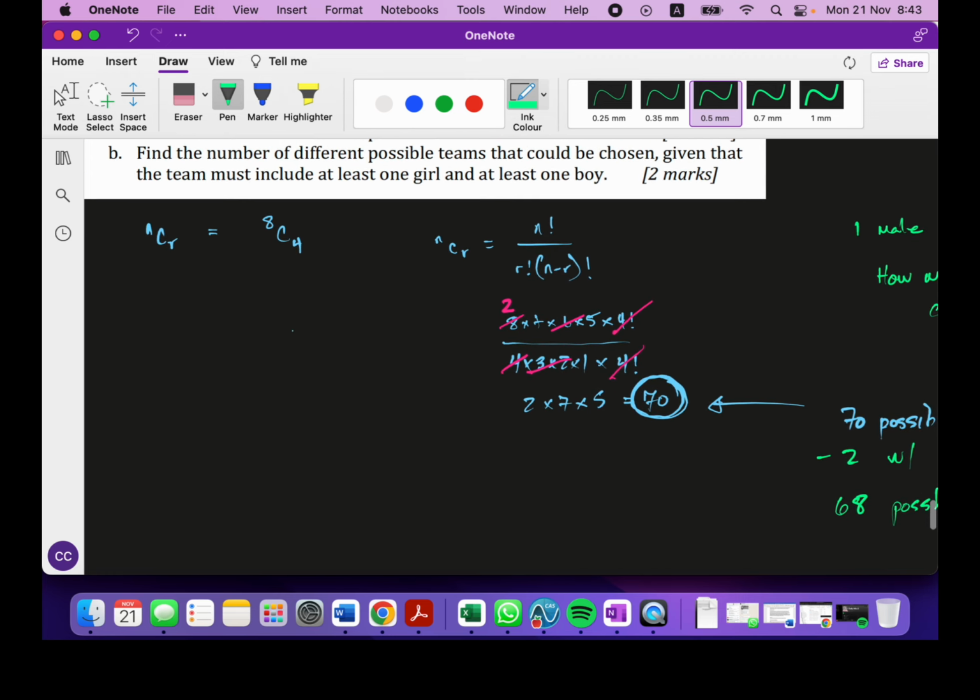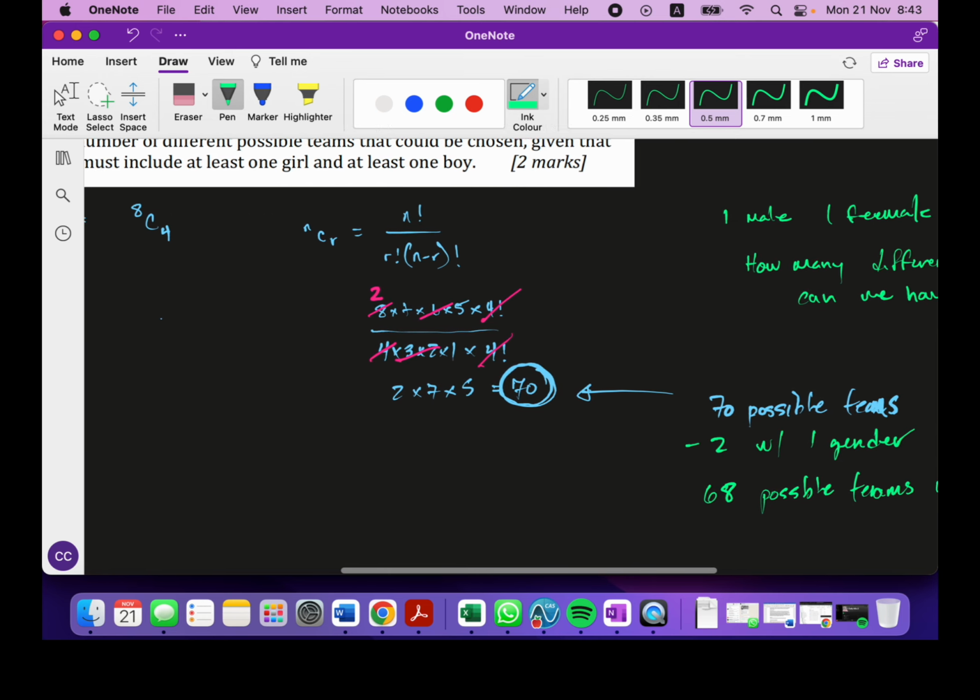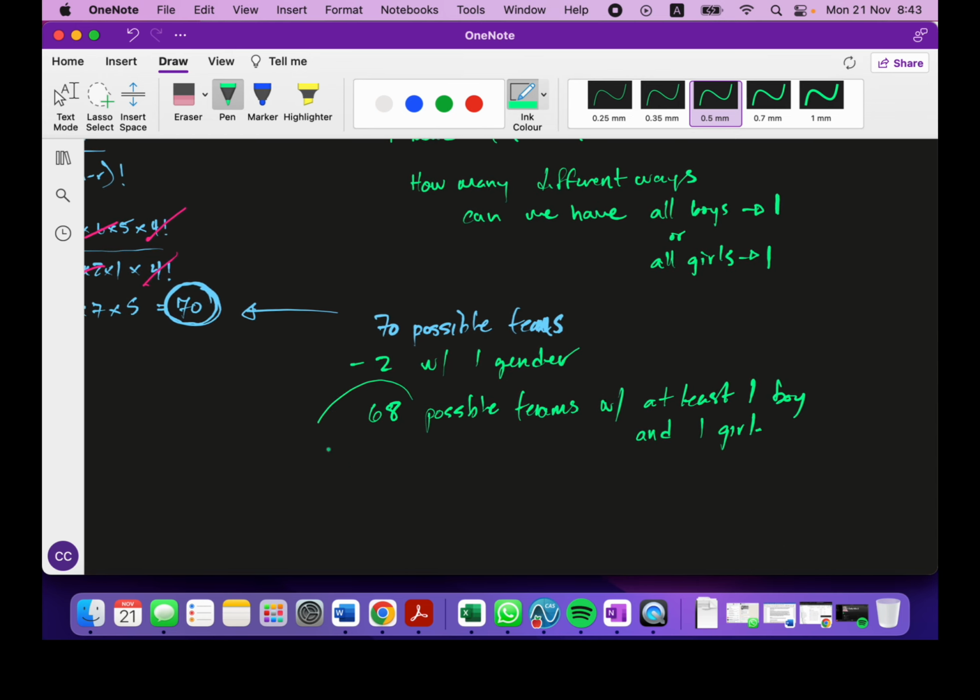Find the number of different possible teams that could be chosen given that the team has at least one girl and one boy. That's going to be 68. I hope that makes sense. A lot of this just comes down to a little bit of logic and then applying the math that we know.